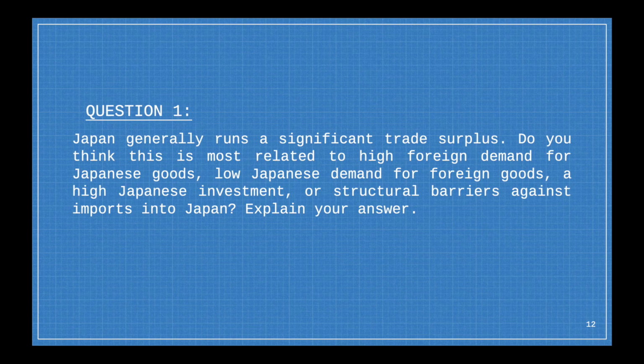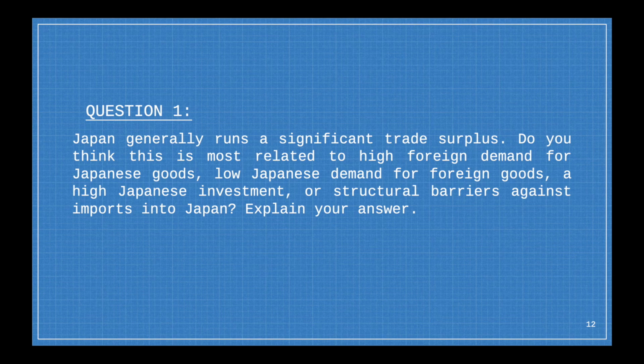Hello, my name is Như and today I'm going to answer question number 1. Japan generally runs a significant trade surplus. Do you think this is more related to high foreign demand for Japanese goods, low Japanese demand for foreign goods, high Japanese investment, or structural barriers against imports into Japan?